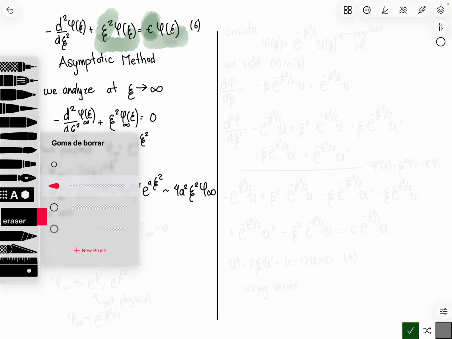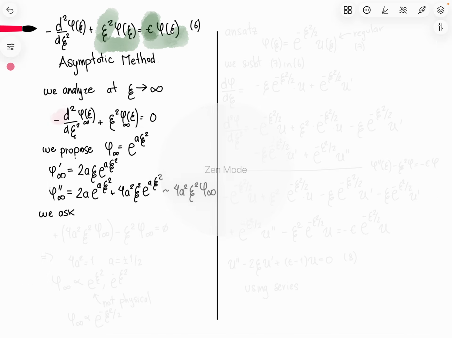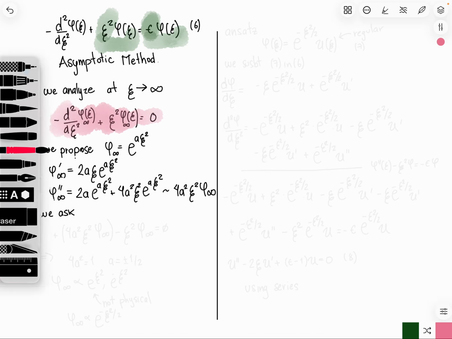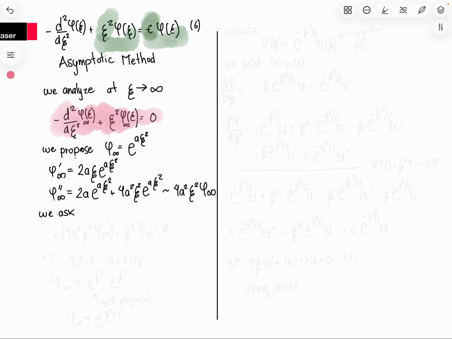for this equation to hold at infinity, meaning this one, right? And so we know that the second derivative, the leading term, has this expression, and we sum it. Okay, I change signs, right? I put minus and plus here, and we get this expression. We need that these two terms cancel at infinity. Therefore, 4 times a squared has to be equal to 1. So there are two possible solutions, a equal to minus and plus 1/2.